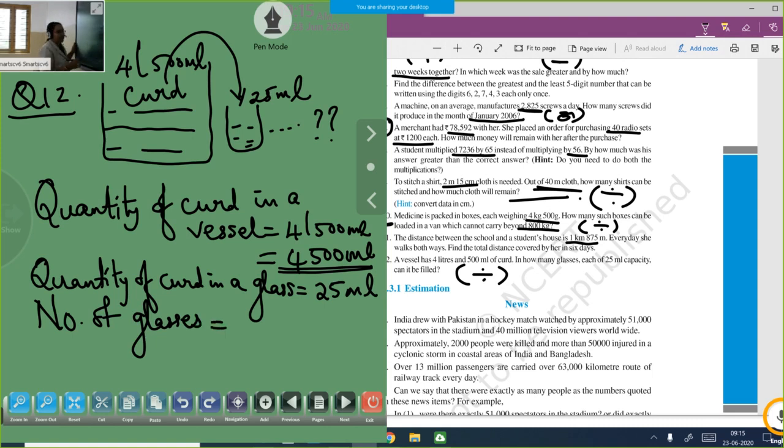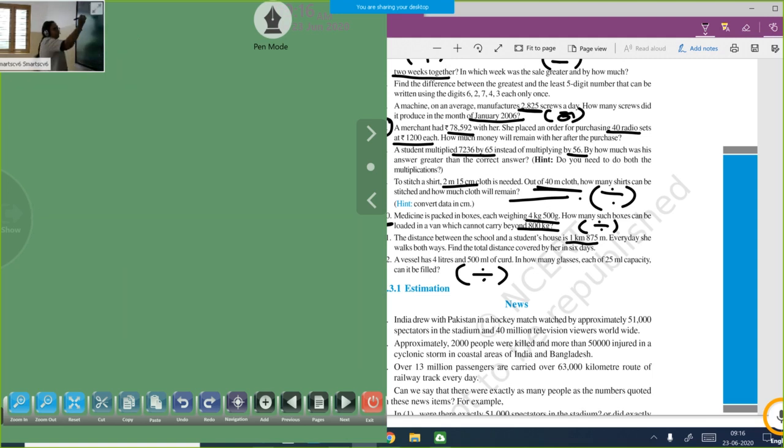Number of glasses needed means teacher is dividing 4500 divided by 25. Okay? So 4500 divided by 25, you can do the long division. Teacher is moving to the next page for division. Before I finish, you have to do it in the notebook and check the answer, okay? Teacher is moving to the next page.